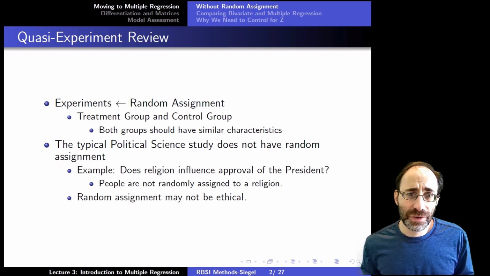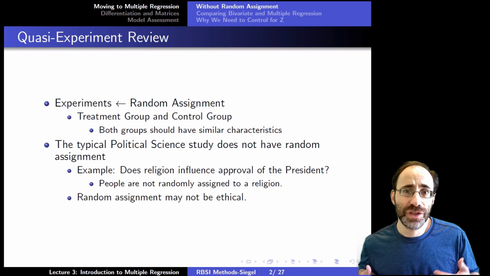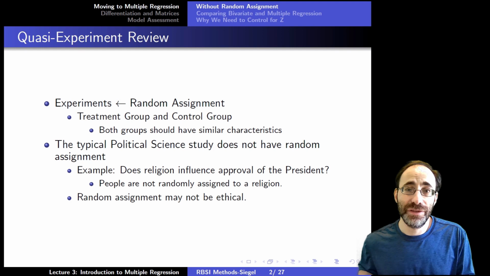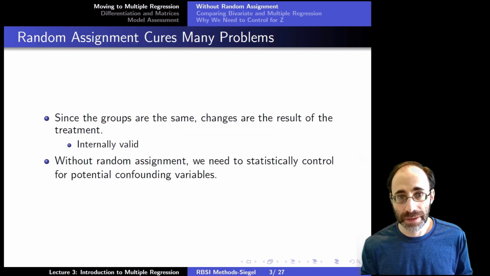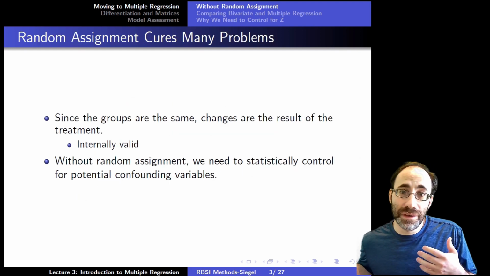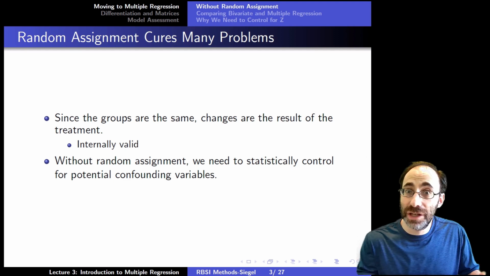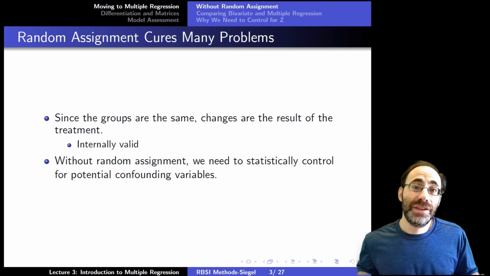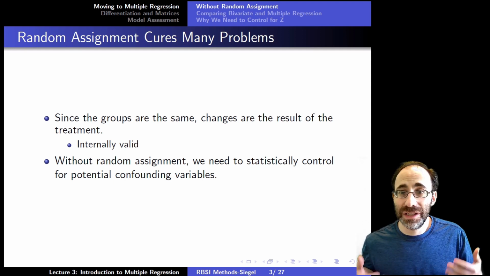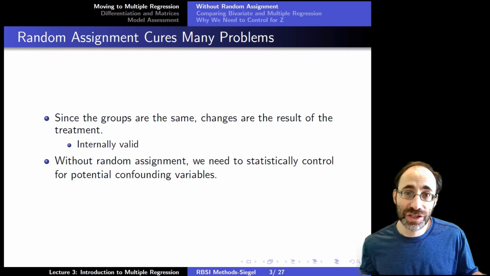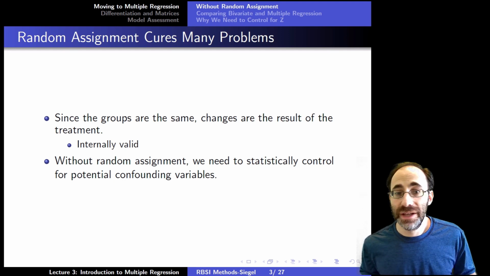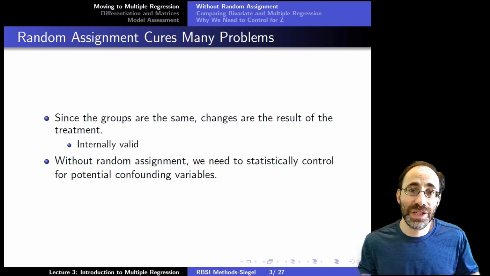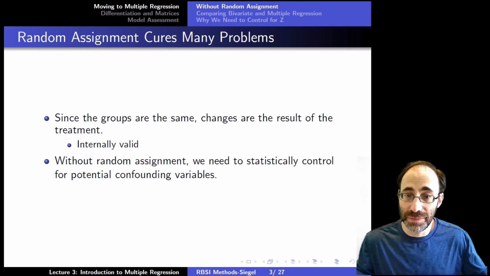So random assignment is difficult, and we're going to fall short of the gold standard of the randomized controlled trial, even though there are increasing numbers of those experiments in political science. There are increasing numbers, of course, because random assignment does cure many problems. When the groups are the same and they differ only by the treatment, then they gain internal validity, and we can increasingly assign differences in the groups as due to the treatment and not due to something else that would otherwise be possible.